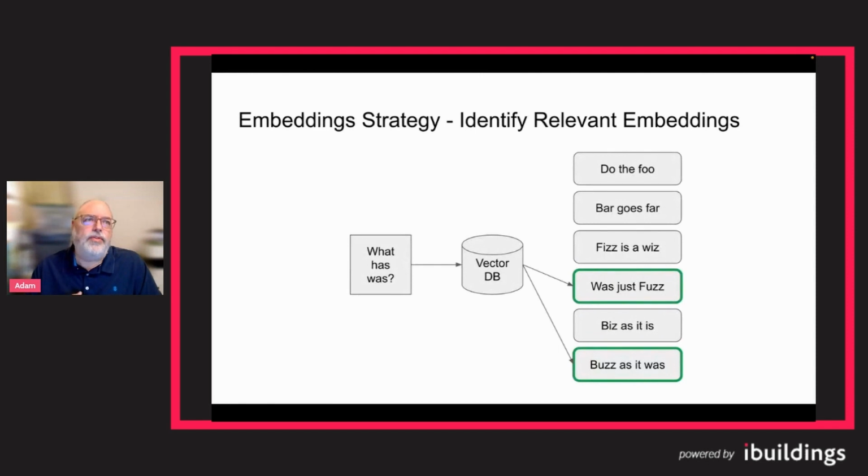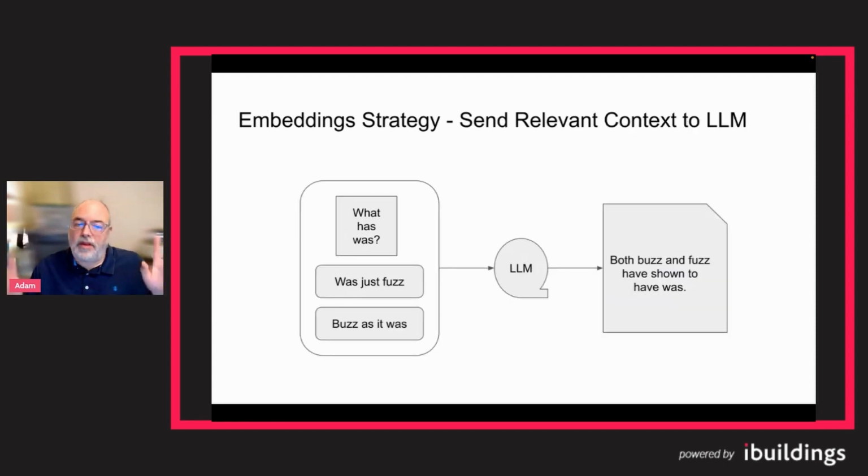If you've ever used Elasticsearch, right? Elasticsearch is a vector database, and that's how it finds things that are like other things. And that's what you're really doing here, right? You're identifying relevant embeddings. And then once you have them, you'll send the request plus the chunks of relevant data along with the request to use as context.